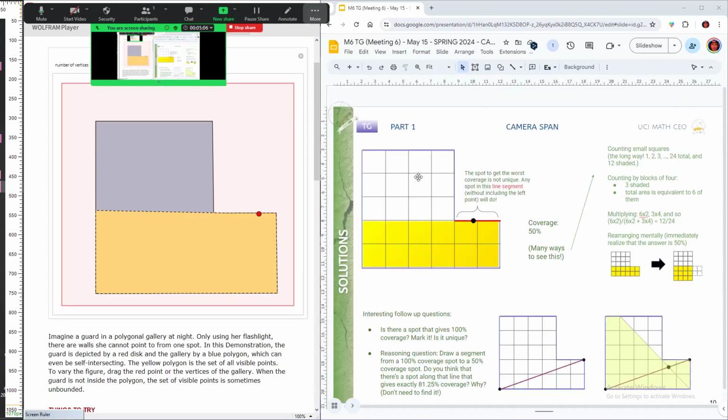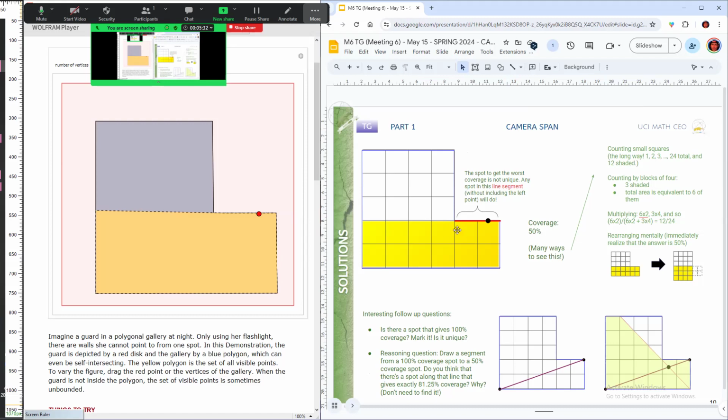Let's take a look in the right part. So what we're saying is the spot to get the worst coverage is not unique, but it's just dancing between these 2 points in this line segment. So no matter where you move this camera from here to here, you won't be able to see these squares here, right? In this picture, it's the gray area. And the coverage is gonna be 50%.